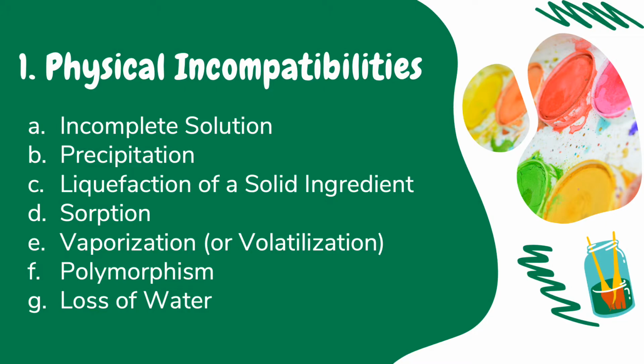First, let's discuss physical. Physical incompatibility is the interaction between two or more ingredients that leads to a visible, recognizable change, for example in color, odor, taste, viscosity, morphology. Examples of these are incomplete solution, precipitation, liquefaction of a solid ingredient, sorption, vaporization or volatilization, polymorphism, and loss of water.